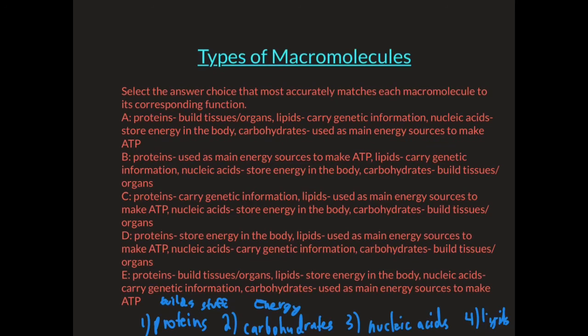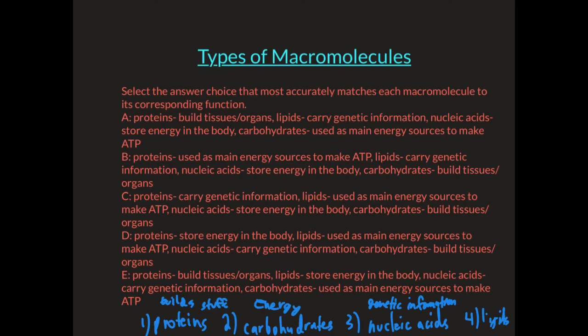Nucleic acids. Nucleic acids are like DNA and RNA. My first thought when it comes to nucleic acids is genetic information, because we know things like DNA are important for passing certain genes on from cell to cell.